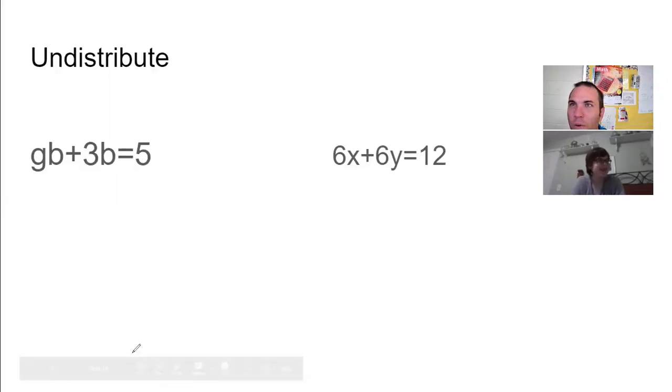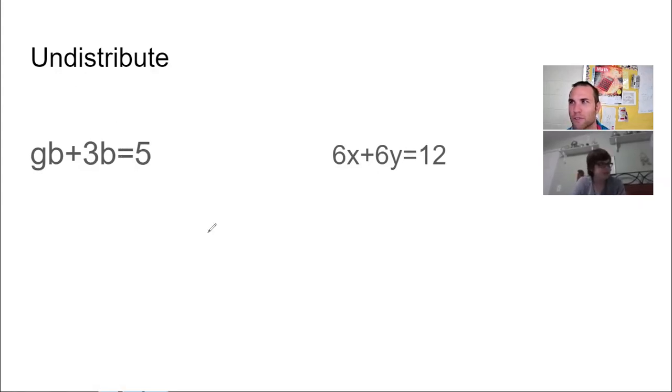All right. So first thing I want to talk about is this property right here that you can undistribute. So we saw where we can distribute. If you have something like B times G plus 3, then you distribute and multiply. But this is kind of the same thing in reverse.